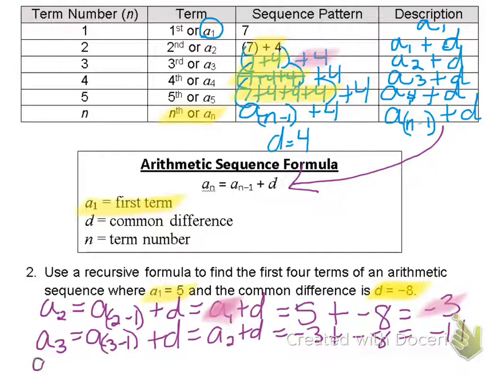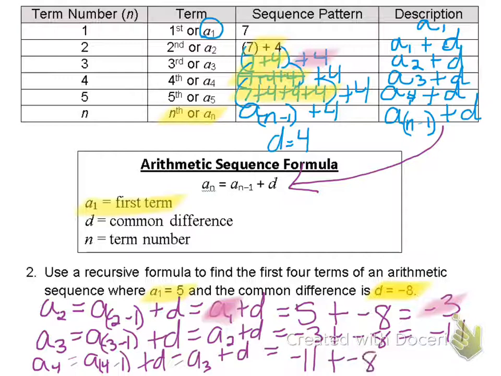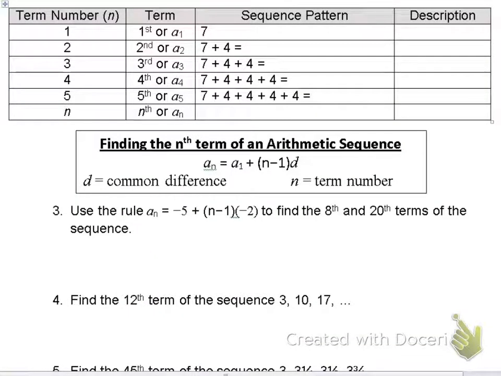And the last one, A4, is going to be A4 minus 1 plus D, which equals A3 plus D, which equals -11 plus -8, and that equals -19. So our first 4 terms are going to be 5, -3, -11, -19. All right, moving on to the next page here.